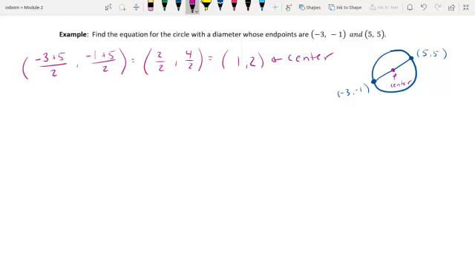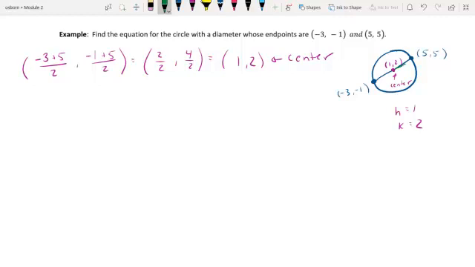At this point, I know my center is the coordinate (1, 2), which means that h is equal to 1 and k is equal to 2. But now I need to find my radius. So I need the distance between two of the points. For me personally, if possible, I will choose the one with the positive coordinate points because it just makes it less likely to make a mistake.